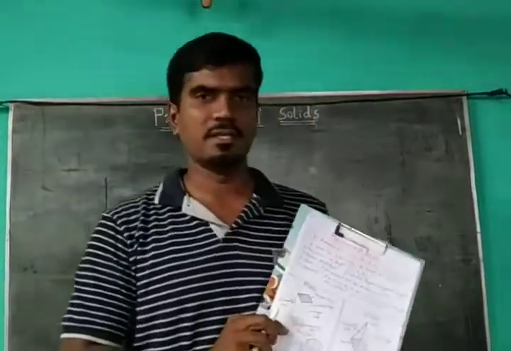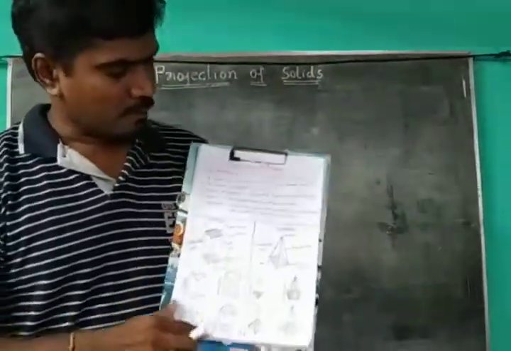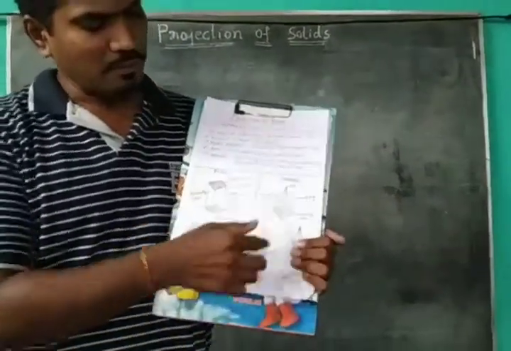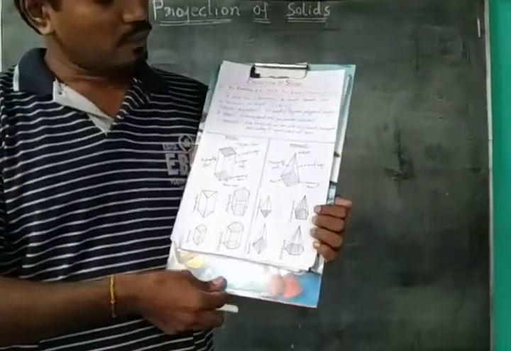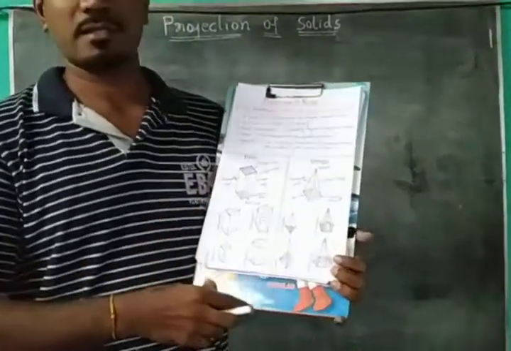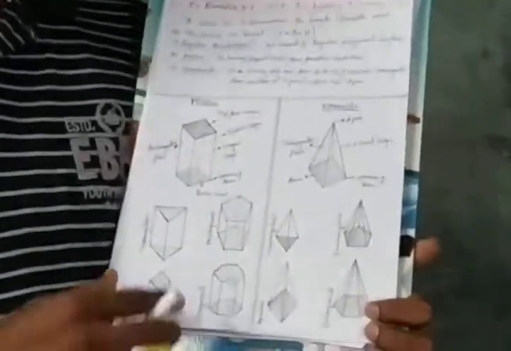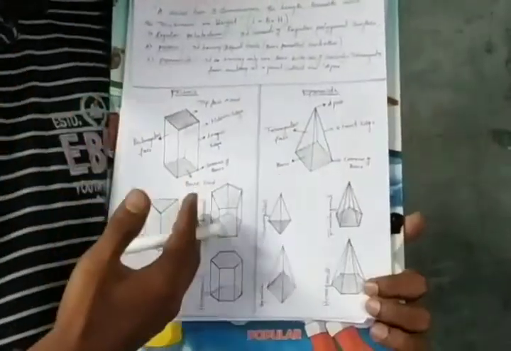Here you can observe these are the different types of solids. In solids there are mainly two categories: prisms and pyramids. Actually, these solids are called polyhedrons, and these are the two types of polyhedron, prism and pyramid. So first one is the prism.